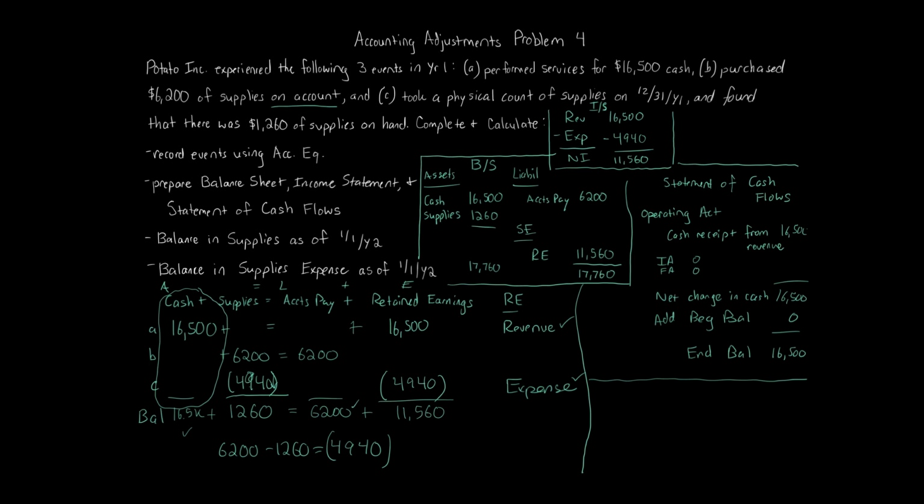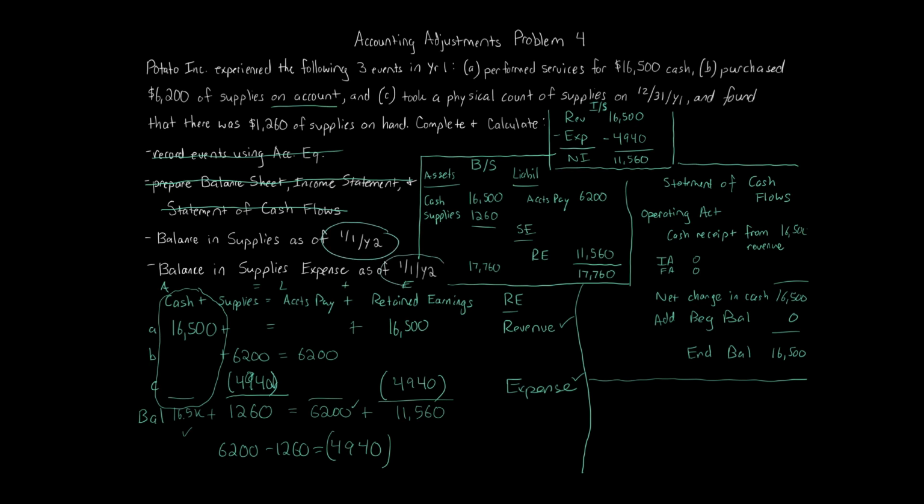So going back to our questions, we've recorded the events using the accounting equation, so we can cross that off. We prepared the balance sheet, the income statement, statement of cash flows, so we can eliminate those, write those off. We've got two items left. Balance in supplies and balance in supplies expense as of January 1st, year 2. Now in this question, we were determining things at the end of the year, 12/31, year 1. That was what everything was. The income statement, the balance sheet, statement of cash flows, and the accounting equation. These questions ask for next year, year 2.